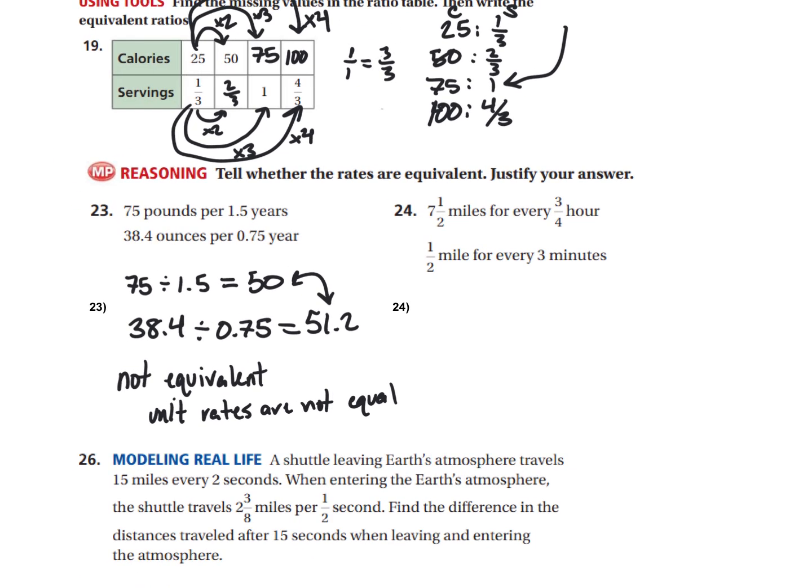Right. Number 24. So I've got 7.5. Again, I like converting these back to improper fractions divided by 3/4. That is going to be 15 over 2 times 4 over 3, which will get me to 10 miles an hour.